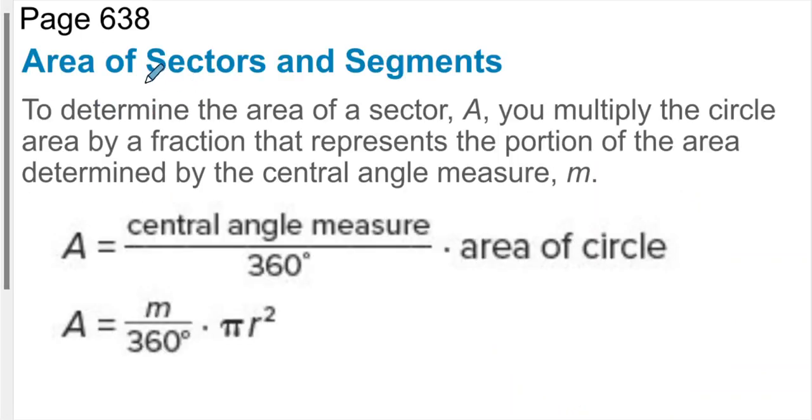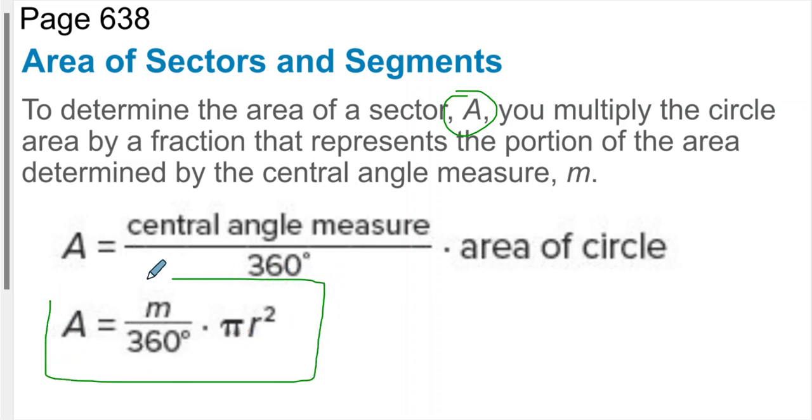The equation for area of a sector is going to be represented by the variable A, and it's going to be central angle, which is represented as m, over 360 times the area of a circle, and the area of a circle is pi r squared. So this is the very important equation you'll want to know.